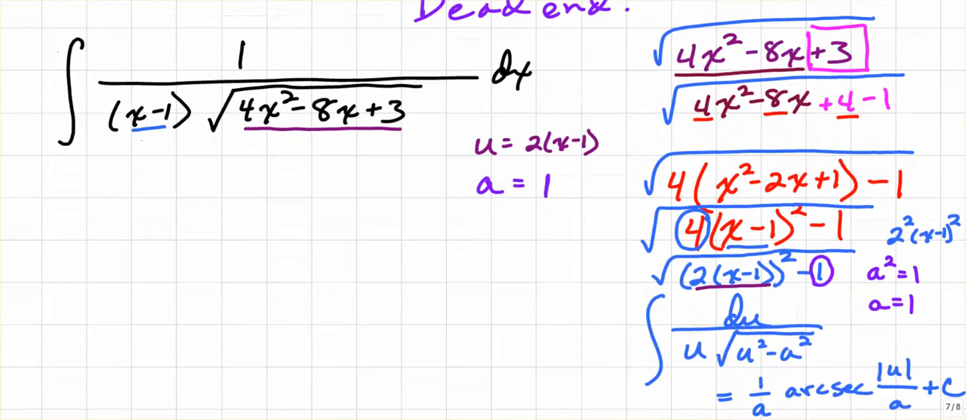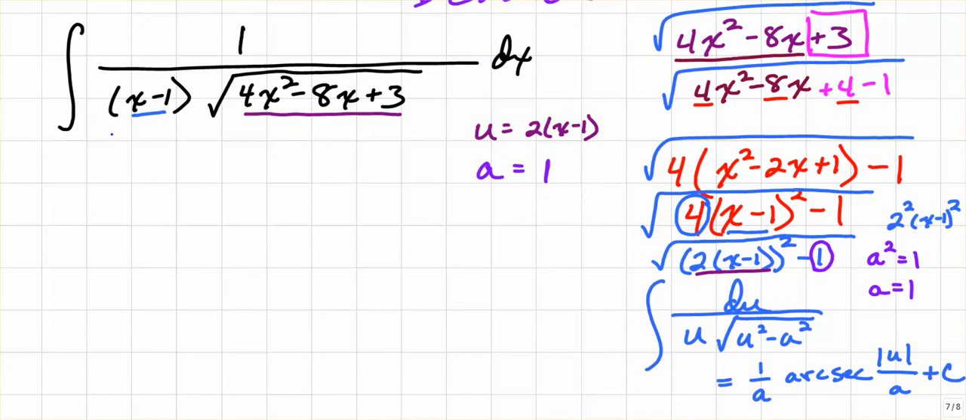But I'm not quite to the point where I can do something, because this right here is not the same as this right here. Well, like I said, we're using manipulation, so I'm going to multiply this by 2. And that becomes 2 times x minus 1, and I now have a u. However, if I do that in the denominator, I'm going to have to do it in the numerator, because I can't change the value, I can only change the way it looks.